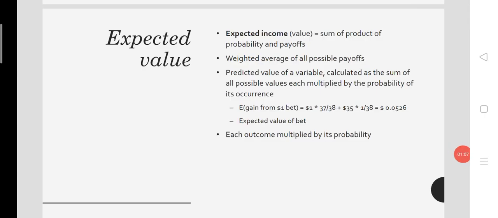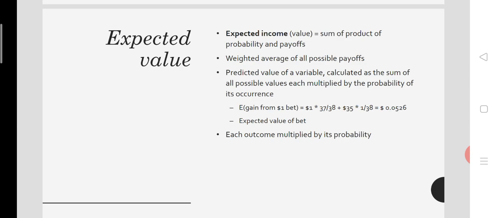First, let us look at expected value. Expected value is the expected income or expected outcome, and it is technically defined as the sum of the product of probability and payoff. We already know the probability. Payoff is the value from each outcome of an economic activity. It is represented in terms of value or in terms of income normally. So this is also called the weighted average of all possible payoffs.